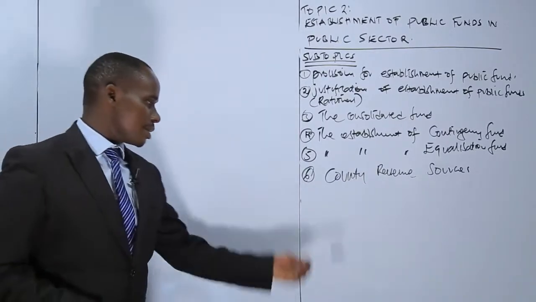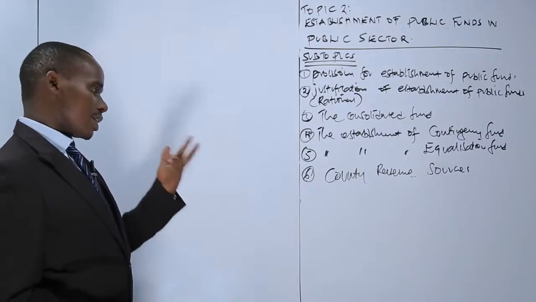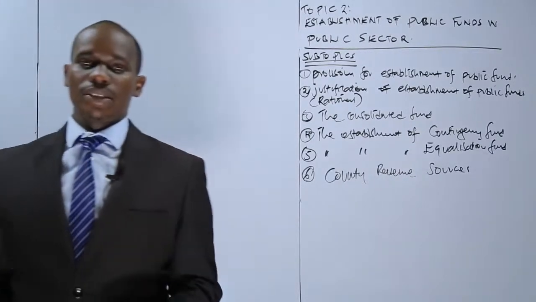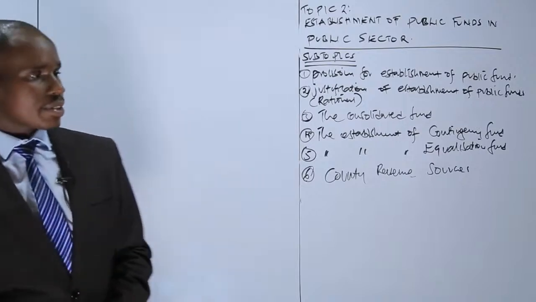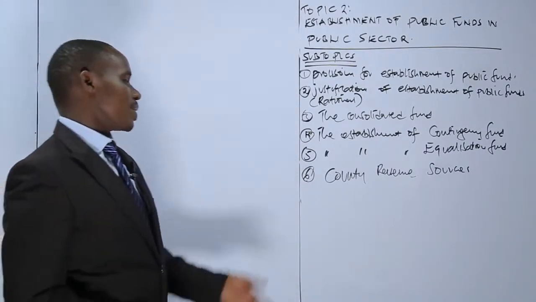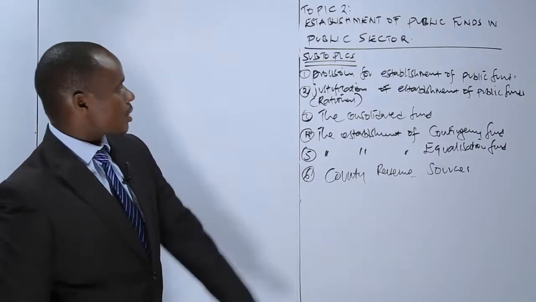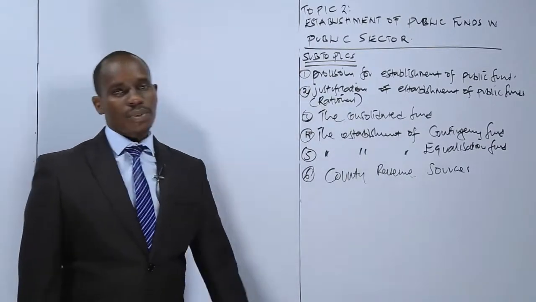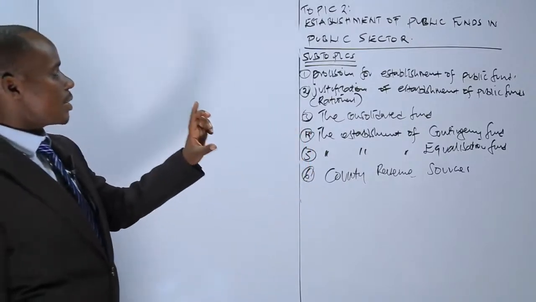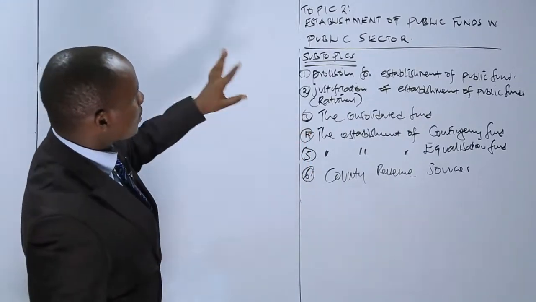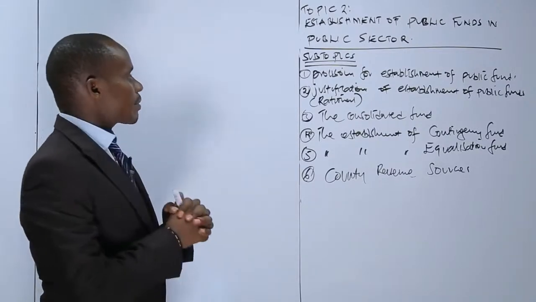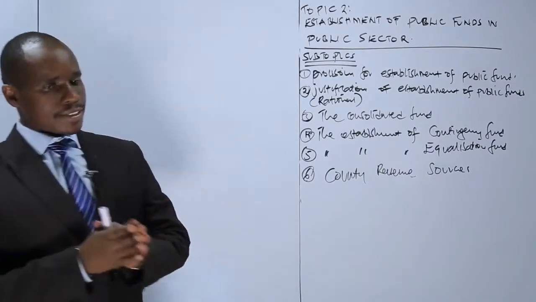For instance, they can get donations, they can get grants, they can get parking fees, they have land rates, licenses and all that. So you see some of the sources of county revenue. These are some of the subtopics that we are going to cover in this particular topic of establishment of public funds in the public sector.